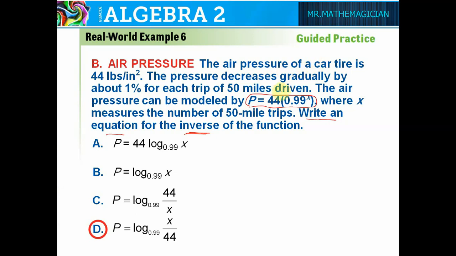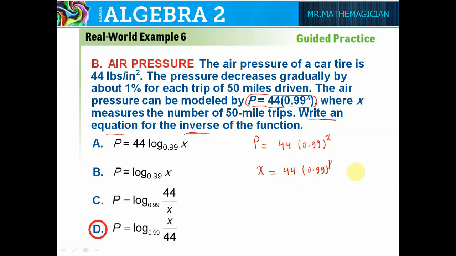We begin with the original function. P equals 44 times 0.99 to the power of x. Now replace the P with the x and the x with the P, so x equals 44 times 0.99 to the power of P.